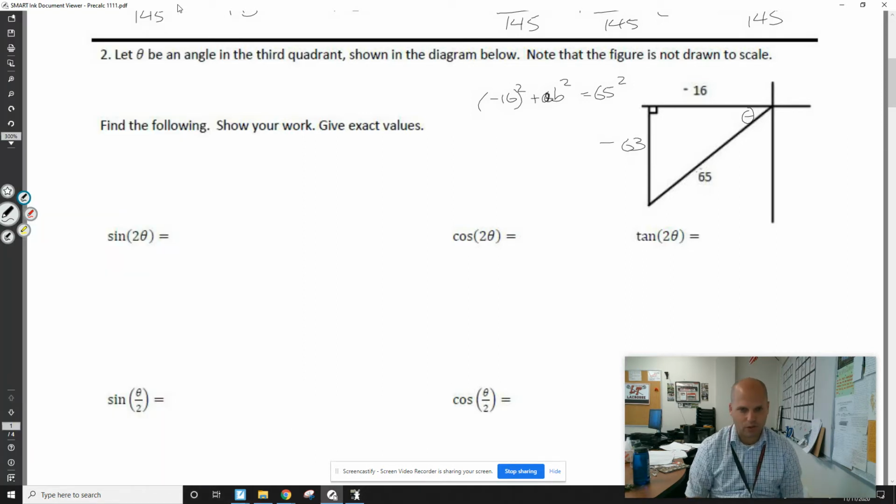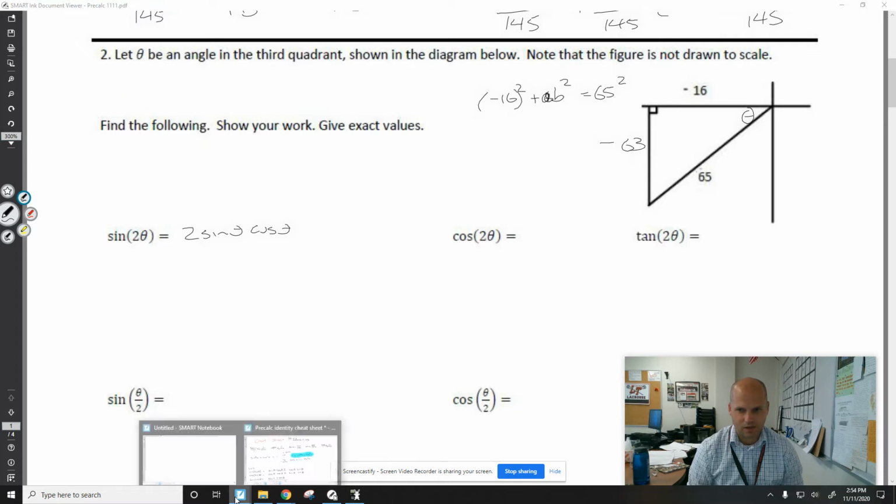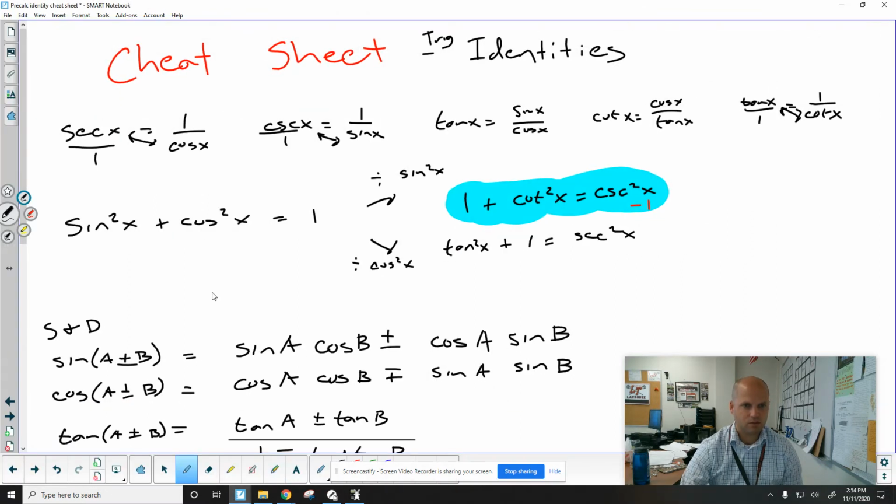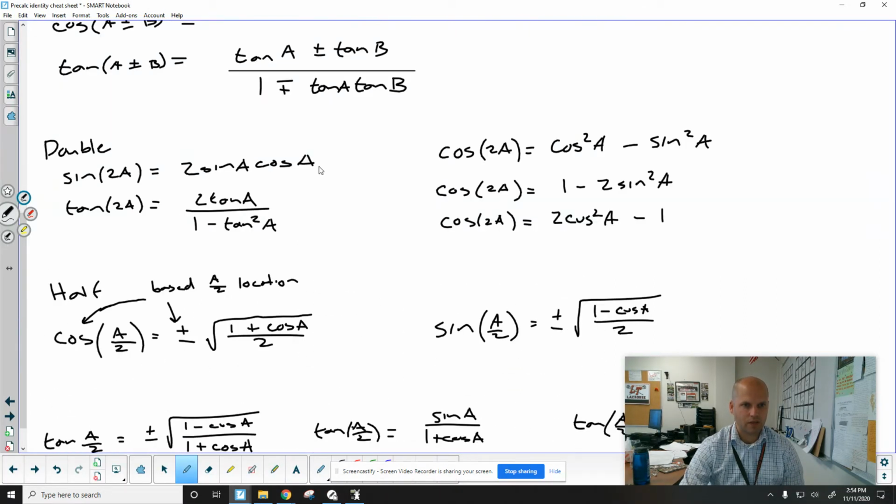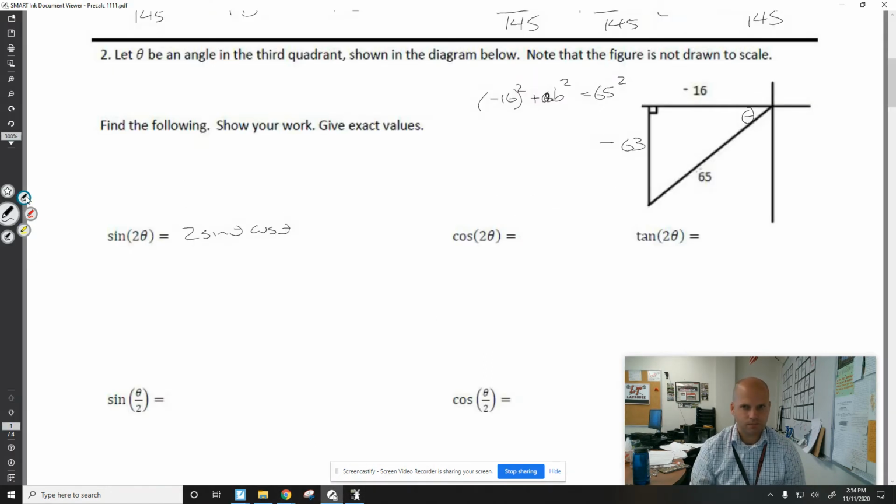All right, sine 2 theta. This is the only one I remember. It's 2 sine theta cos theta. You guys just double check with your cheat sheet, okay? So it's a double angle, 2 sine theta cos theta. And back here, sine of theta, opposite over hypotenuse, negative 63 over 65. Cosine theta, adjacent over hypotenuse, negative 16 over 65.